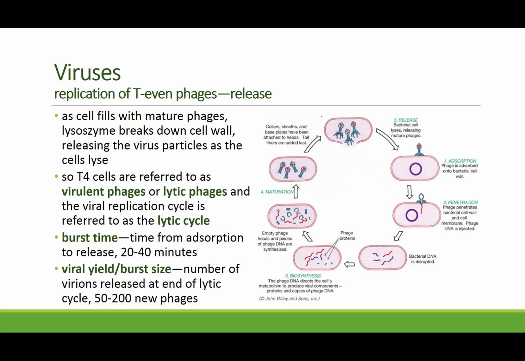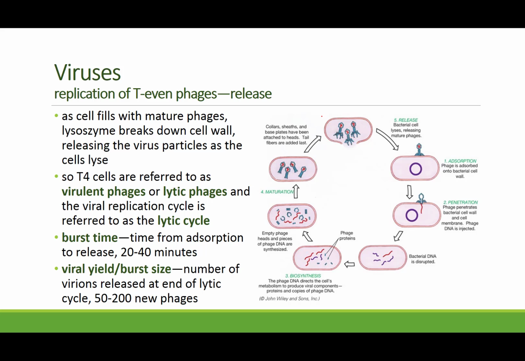Then last of all is the release of the phage from the virus cell. So as the cell fills up with these matured phages, then lysozyme, again the enzyme that the bacteriophage DNA has instructions for making, so the cell produces a lot of lysozyme. That will then break down the cell wall, which, as the cell lyses, will then release all these phage particles.